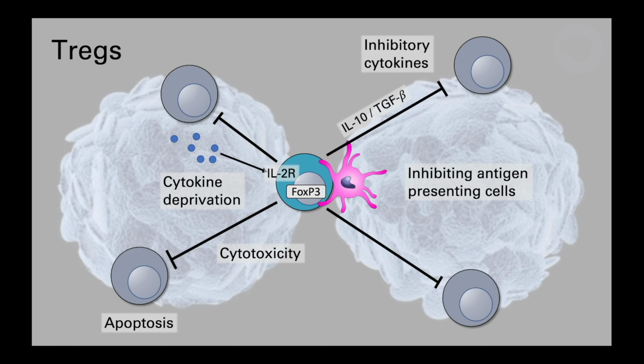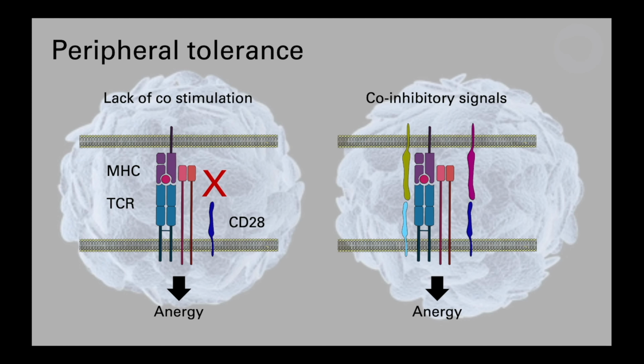A final mechanism is peripheral anergy, whereby a T-cell that receives signal 1 from the MHC peptide TCR interaction, but fails to receive a suitable co-stimulatory signal, will become unresponsive or anergic. This may be due to the absence of an appropriate ligand-receptor interaction, as shown in the left-hand diagram, or due to the presence of co-inhibitory molecules like PDL1 and PDL2, as shown in the right-hand image.